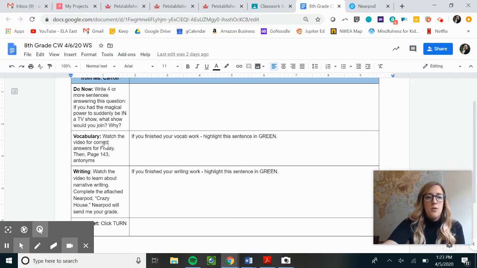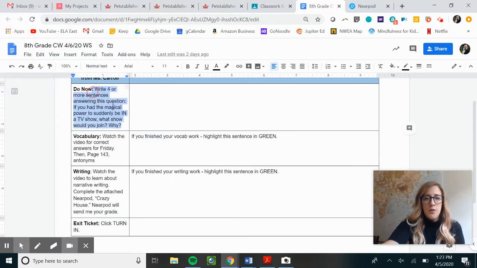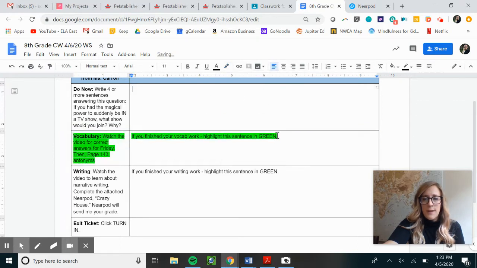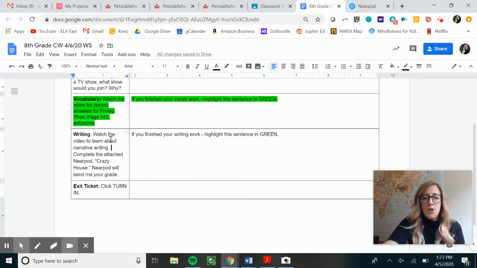Next up, okay, so looking at the worksheet, you should have already answered your do now question by writing in complete sentences in here. When you do the vocabulary, you're going to highlight this sentence in this area, and you're going to make it green to show me that you're finished it. And now we're going to move on down here. We're going to use this video to learn about narrative writing.